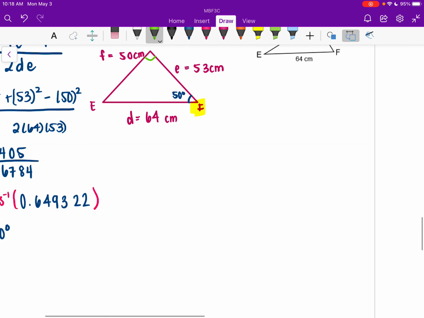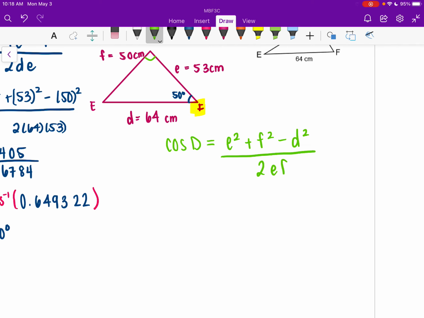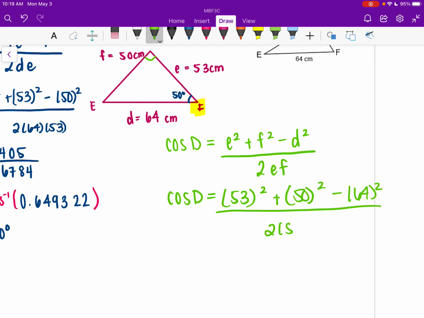Right? And angle D, I'm finding it the same way. So I'm going to say cosine D is equal to E squared plus F squared minus D squared, because D is the angle that I'm looking for, so the D squared needs to be subtracted, over 2EF, because E and F are the other two sides, without the side D. So cosine D is equal to side E is 53, side F is 50, minus side D, 64 squared, all over 2 times 53 times 50.